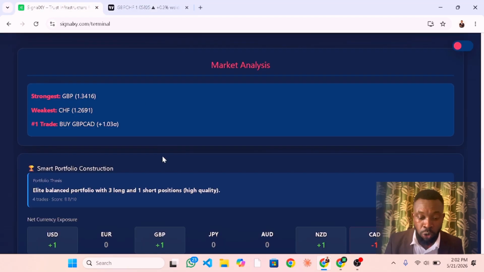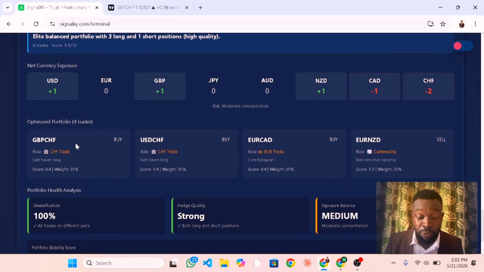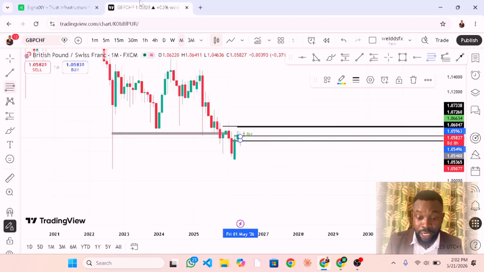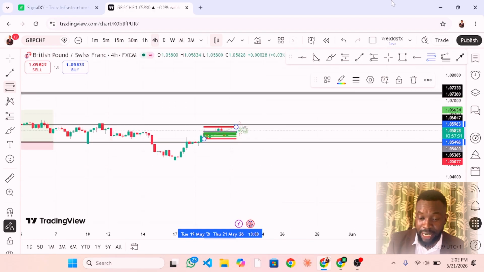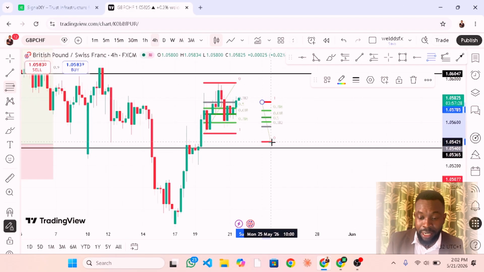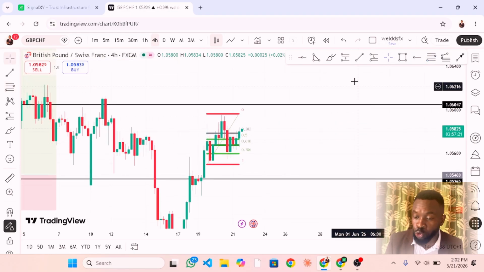Okay, so if you look at what the terminal is showing you there, for GBP CHF, you should actually look for a buy, and it gave you some reasons and weight. Okay, so now if you come to the 4-hour time frame, you can actually execute this trade, and then make sure you aim for a risk to reward of around a minimum of 2.